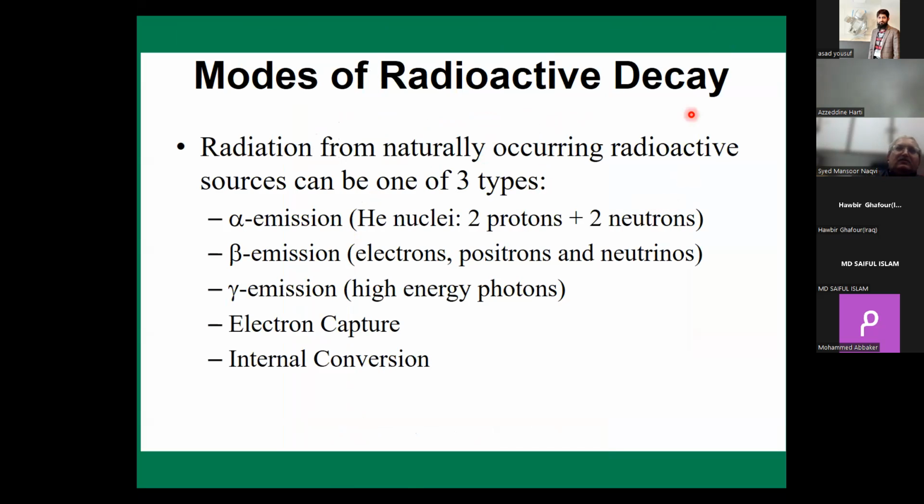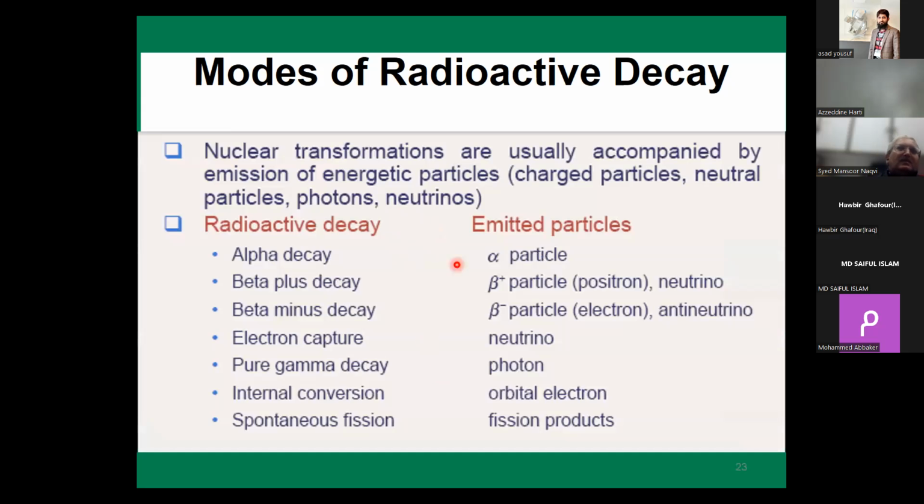Now I will talk about the modes of radioactive decay. There are alpha emissions, beta emissions, gamma emissions, electron capture, and internal conversion. So these nuclear transformations are usually accompanied by the emission of energetic particles, which may be charged or neutral. They may even be photons, which we call gamma rays. So the radioactive decays resulting in the emitted particles are shown here.